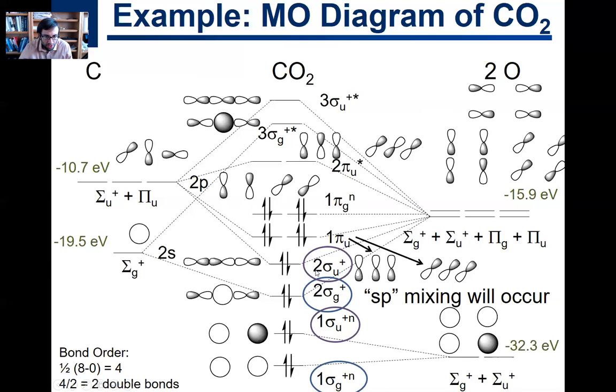Remember these numbers here in the front, it's just counting, on your diagram, what number in order of energy the orbital is. So this is the 3rd sigma u plus that exists. Here's the 2nd, here's the 1st, okay? So just counting. So anyway, that is it, guys.